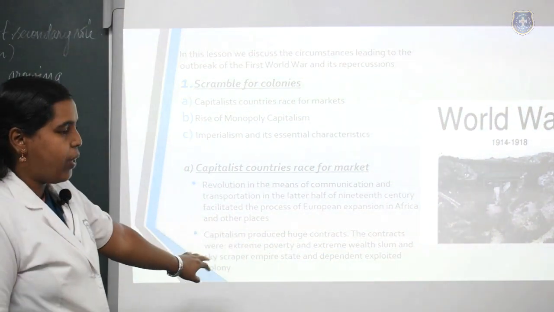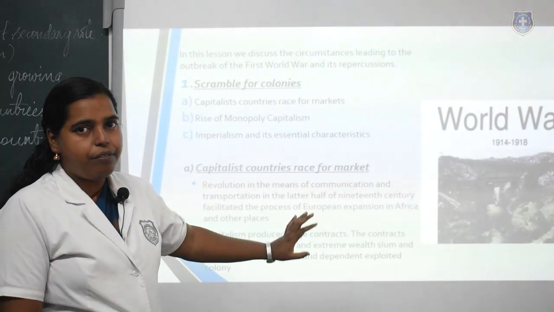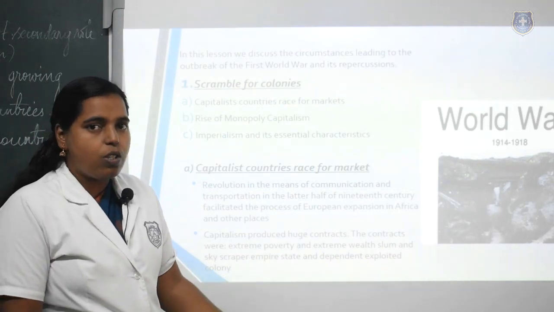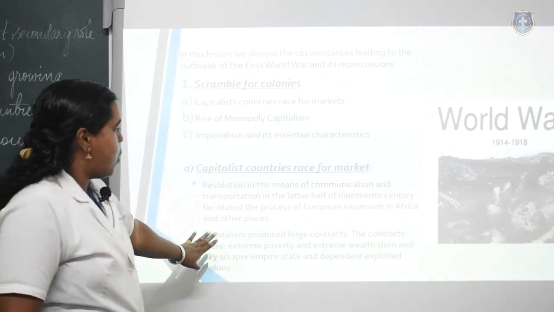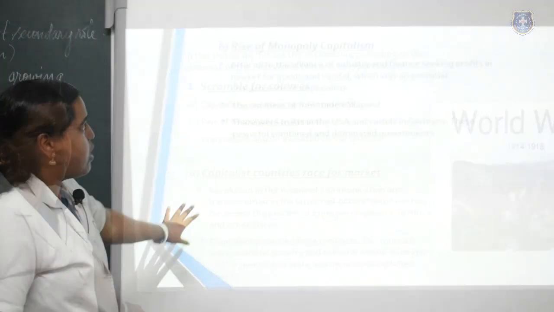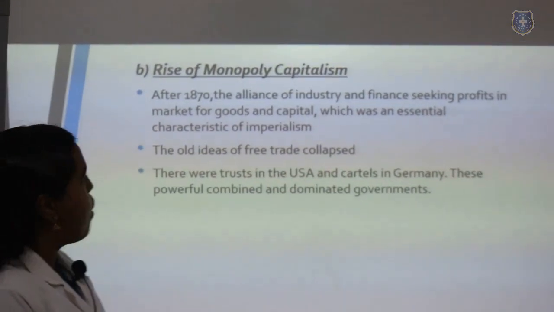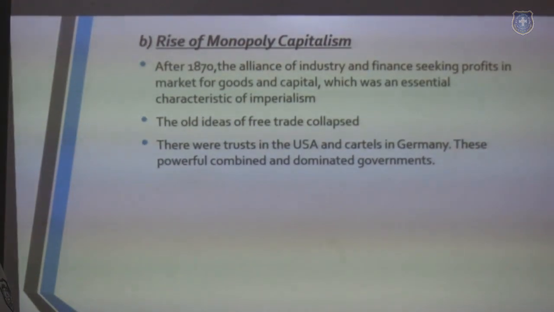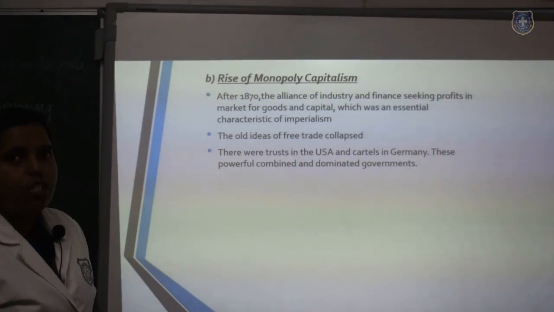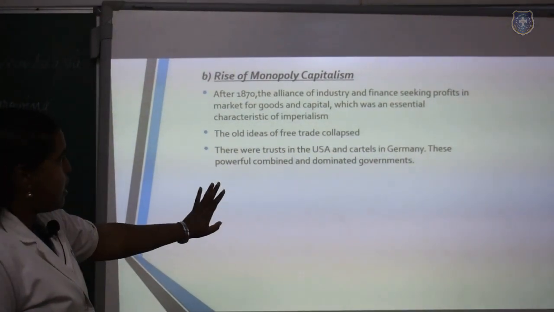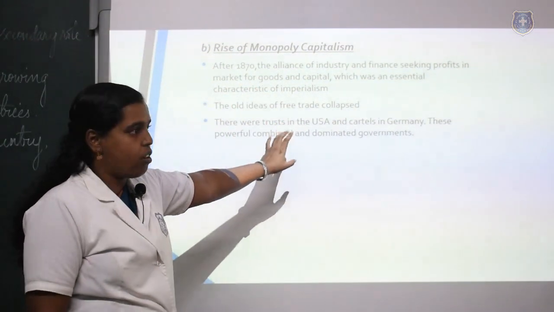For example, here we can see England is a very good empire state. England had many colonies in every country. Even India was a colony of England. So that is said in capitalism. Rise of monopoly capitalism: after 1870, you can see that industry and finance seeking profits, markets, goods and capital, everything was on the rise. And certain countries were really exploited, which was an essential characteristic of imperialism. That shows the main important characteristic of imperialism.